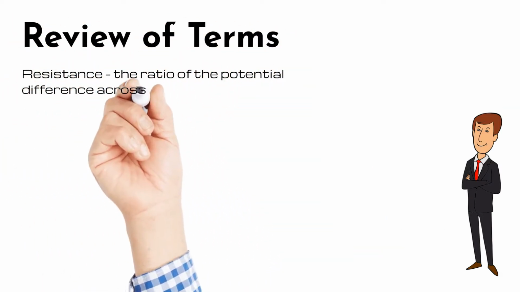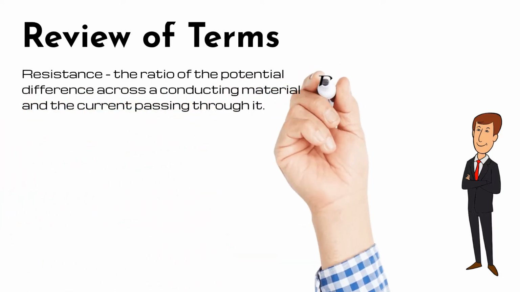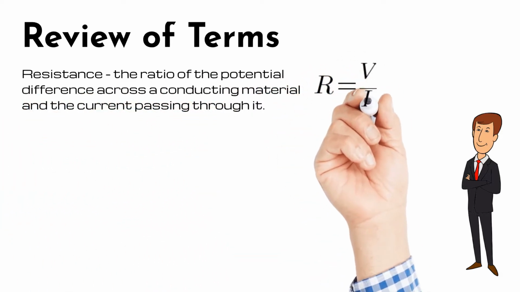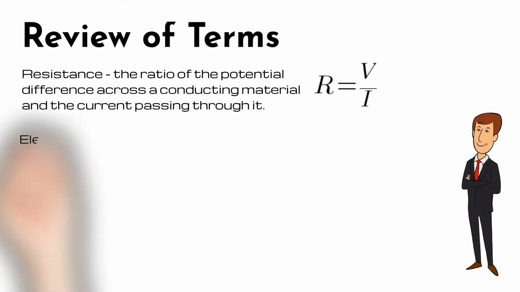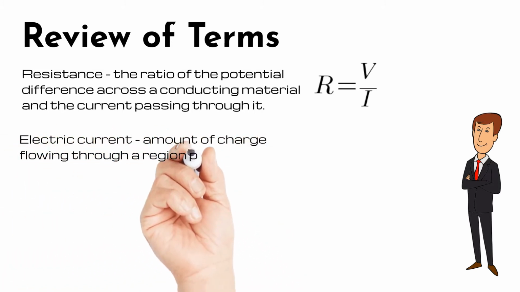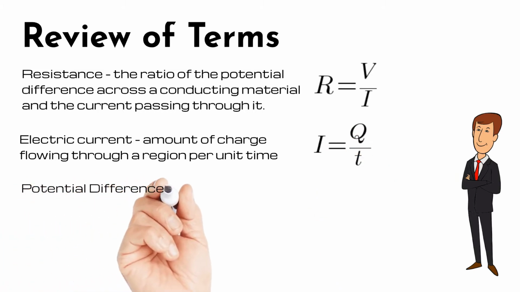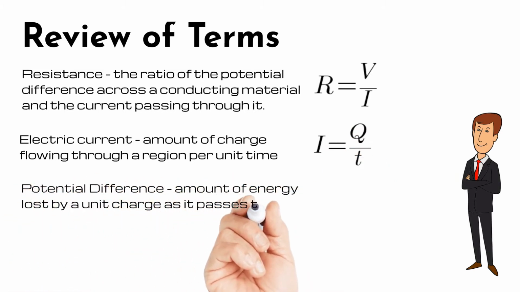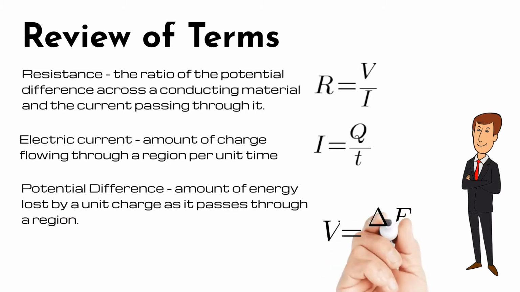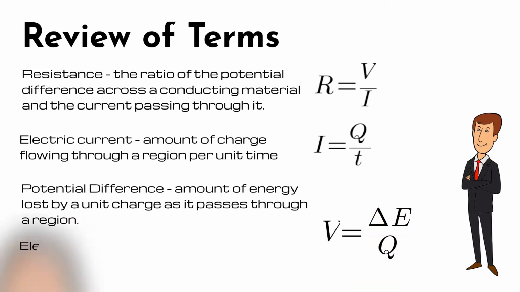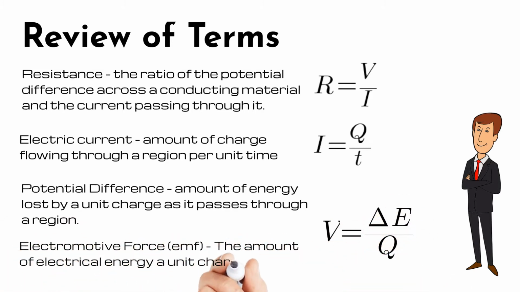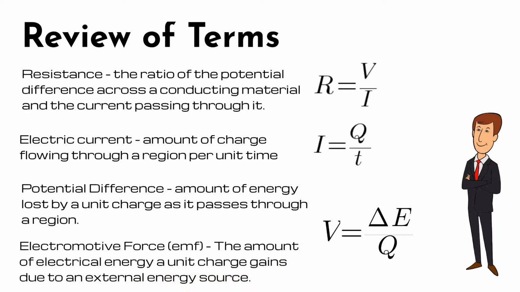Resistance is the ratio of the potential difference across a conducting material and the current passing through it, as seen in this formula. Electrical current is the amount of charge flowing through a region per unit time. The potential difference is the amount of energy lost by a unit charge as it passes through a region. The electromotive force, or EMF, is the amount of electrical energy a unit charge gains due to an external energy source.